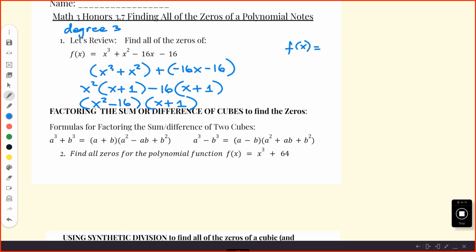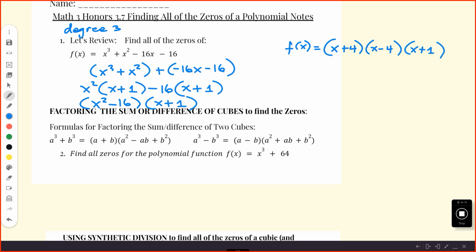Yes, we can simplify x squared minus 16, right? Because this is a difference of 2 squares, right? We just have to take the square root of the first and the second, and we do plus and minus, right? Remember that? So that's a difference of 2 squares. So that's x plus 4, x minus 4, remember? And then the last factor is x plus 1. Okay, so we now have all the factors, but we need to solve for the 0.